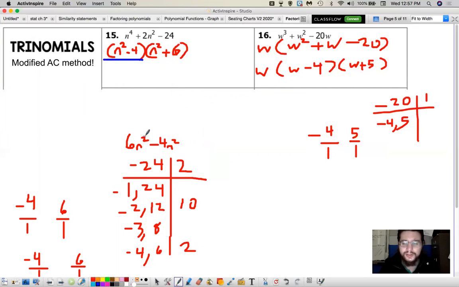Look at that. What is that? That's a difference of squares, isn't it? So I can factor that further. N minus 2, n plus 2, and n squared plus 6. They got me. Sorry, guys.